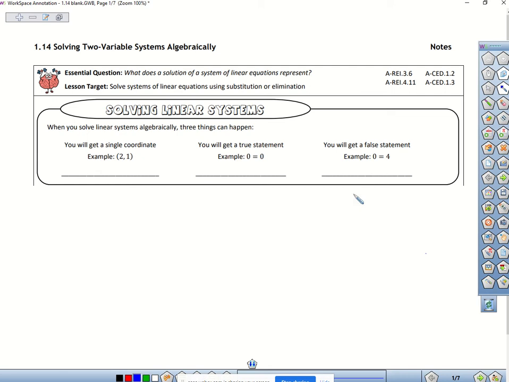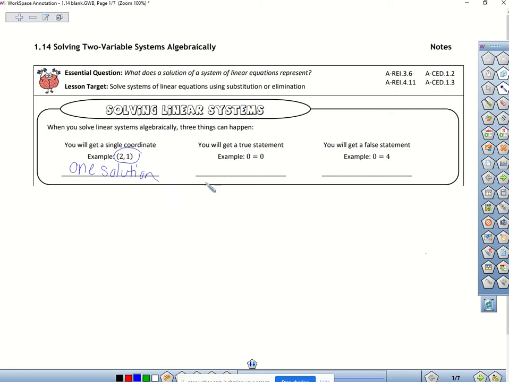But that's the reason that we don't list out all the steps, because this is a review for you guys. But I don't expect you to remember a ton of it until you see it, because it's been quite a while since you've done it. So if you get a single coordinate as your solution, we call this one solution. Okay? That would be one solution.